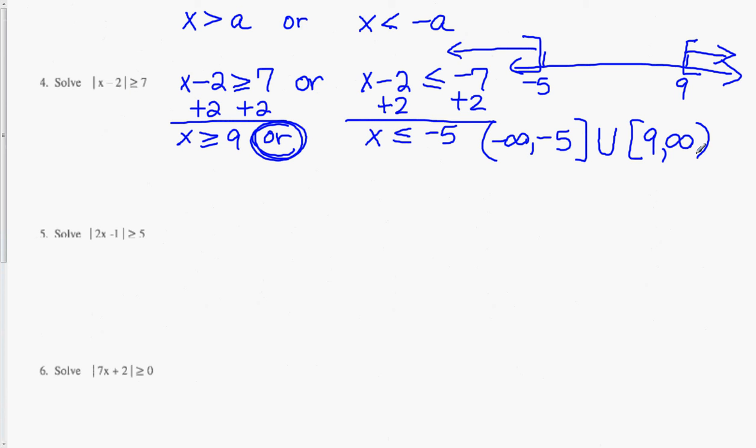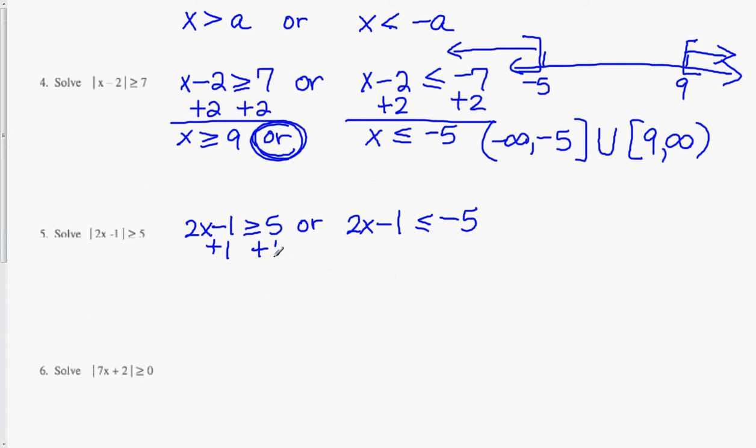All right, let's look at the next one we have on here. 2x minus 1 greater than or equal to 5. I'm going to do the same thing. We're going to have 2x minus 1 greater than or equal to 5, or 2x minus 1 less than or equal to negative 5. Let's solve each one.